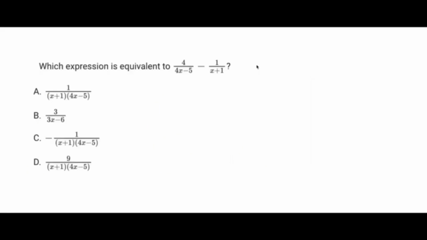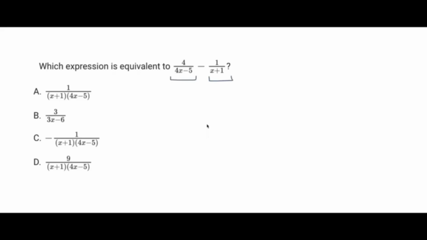Which expression is equivalent to 4 over 4x minus 5 minus 1 over x plus 1? So we have a bunch of answer choices here. And the first thing we want to do to simplify this for equivalent expressions is just get the same denominator, right? That way it's easier to work with, and we can actually do some arithmetic when it comes to it. So we see here that in the first term, we have 4x minus 5 at the denominator, and for the second term, it is x plus 1.